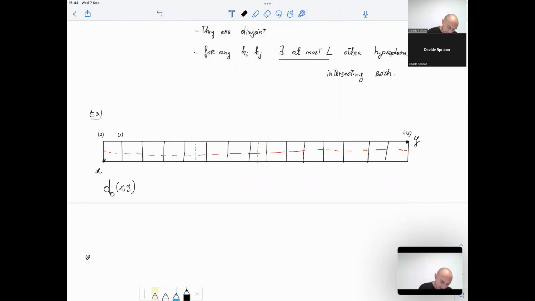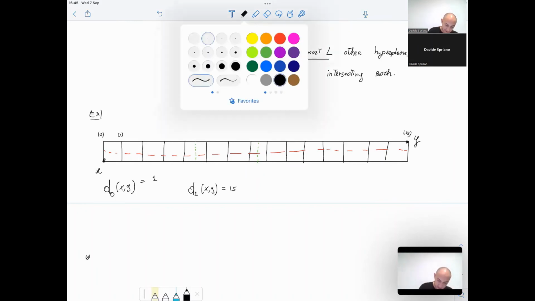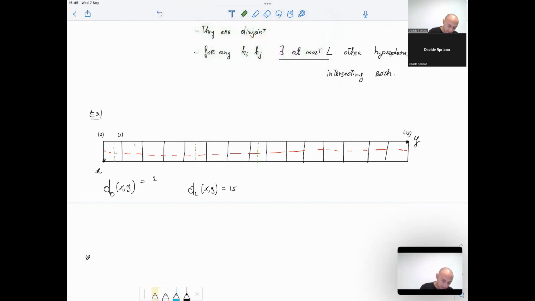The zero distance between x and y is 1. However, the 1 distance between x and y is 15, which is essentially the original distance, because I can fit all of those green hyperplanes, and now those would be a disjoint family, and there exists at most one hyperplane that intersects any two of them, which is the red one. Okay.